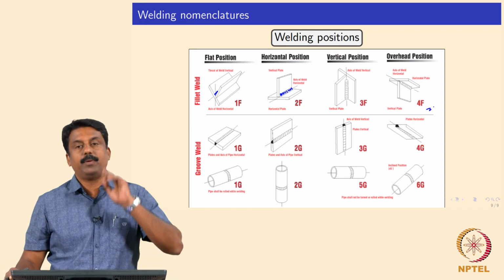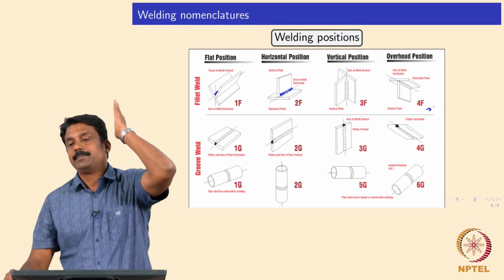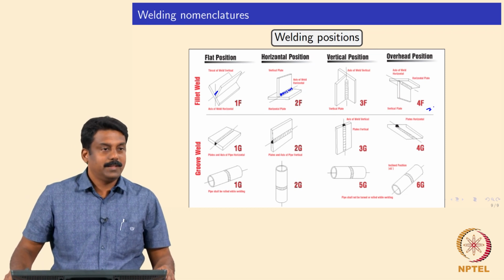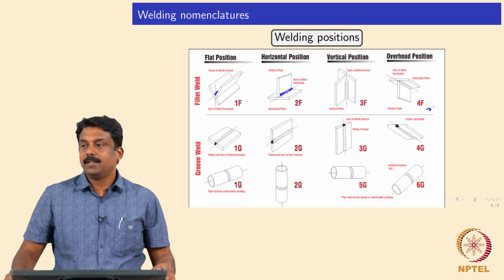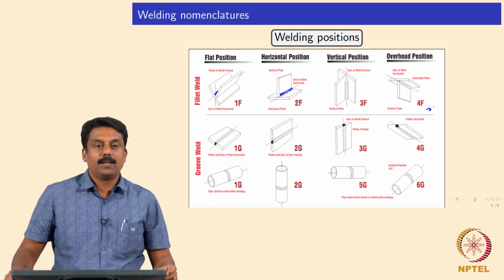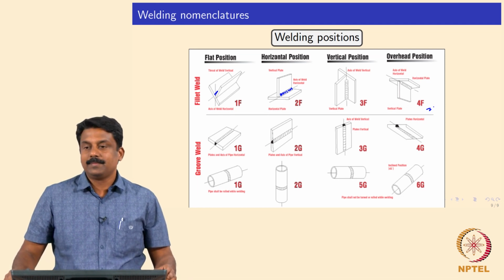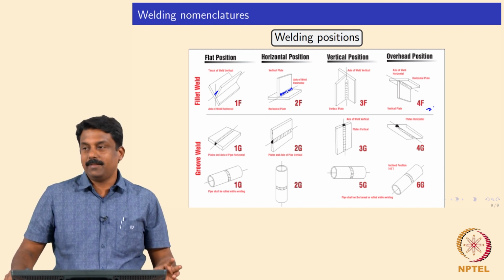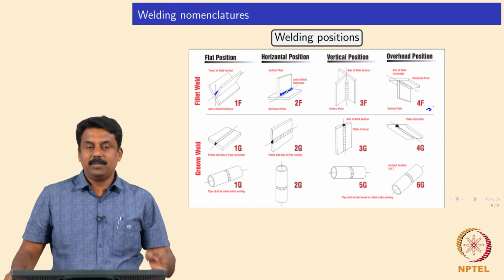and 4F is overhead position. So like this. So that's 4F, right? So these are for fillet welds. For groove welds, we use G terms. So, 1G is very simple. In flat plates, you do it in downhand welding.